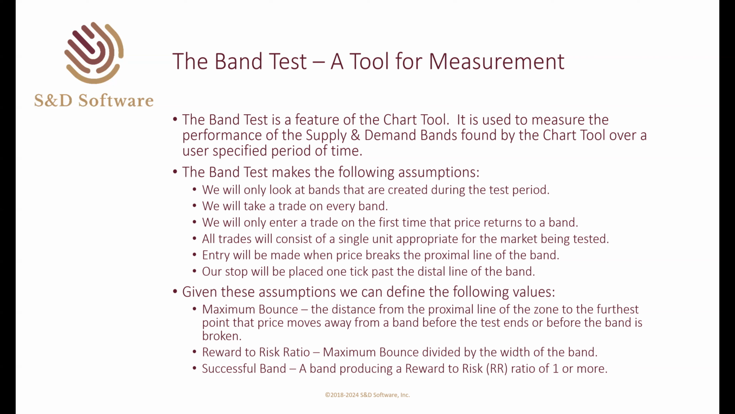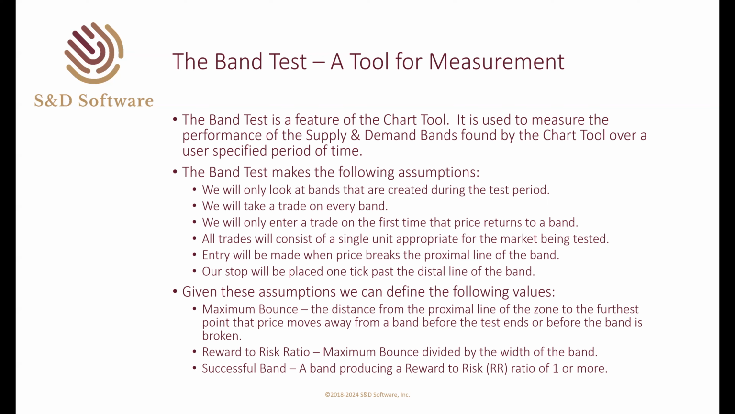So we're going to assume we get into the trade when price breaks the proximal line, and our stop is going to be one tick past the distal line of the band. This makes our risk the width of the band. Now, given all of this, we can define some values which will be useful to us.